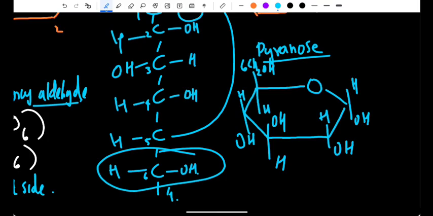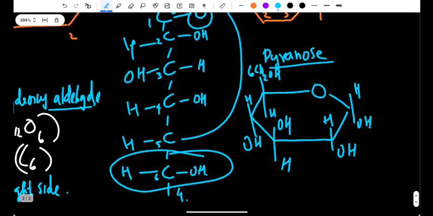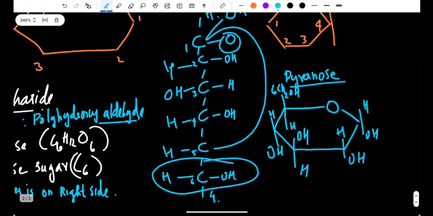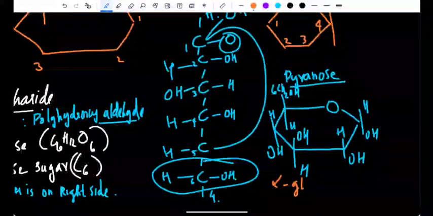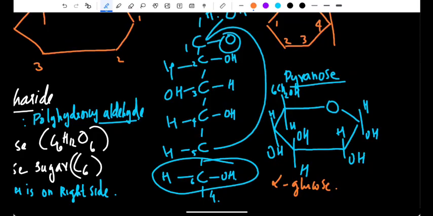Now, this one is a pyranose ring. It can be stated as alpha structure or beta form. This one is alpha glucose. Why is it alpha glucose? Because in alpha glucose, always see the functional group carbon, the OH below. Here OH is below, so it will be alpha glucose.